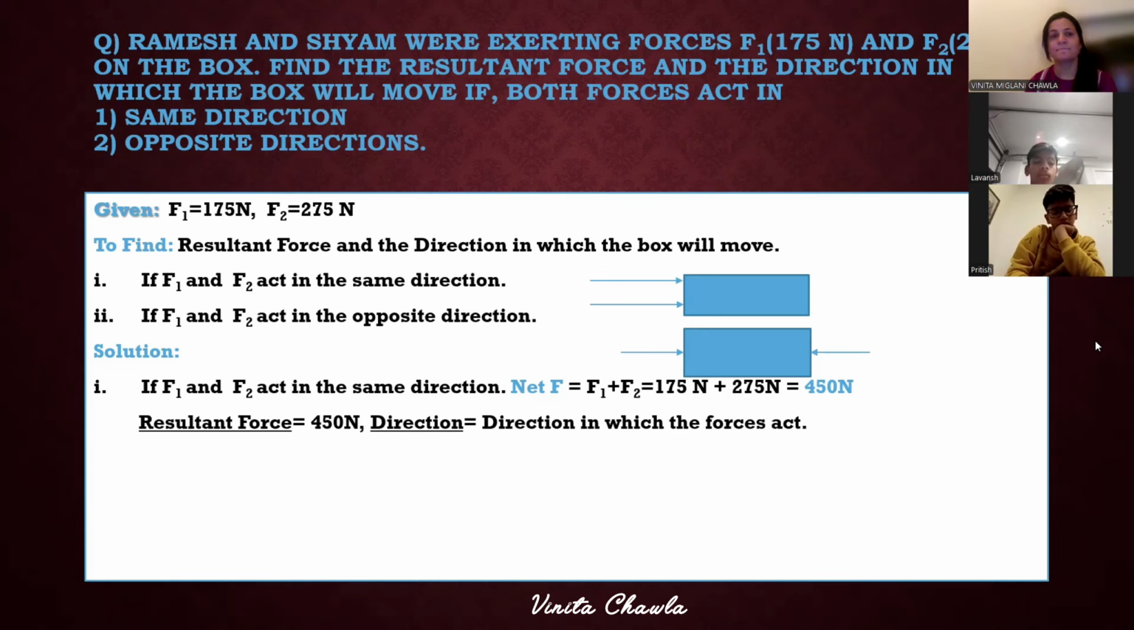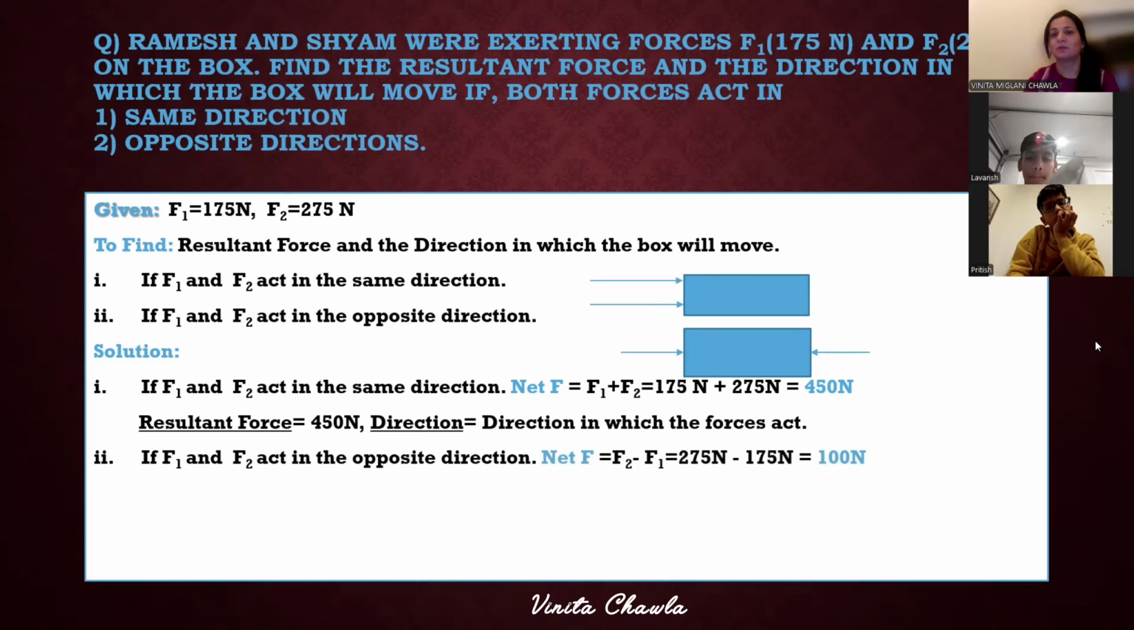And what if the forces are acting in opposite directions? Then what will we do? We'll subtract both of them, 275 and subtract the 175. We subtract the smaller force from the greater one, right? And we get the net force. Like here in this case, we're getting 100 Newton.